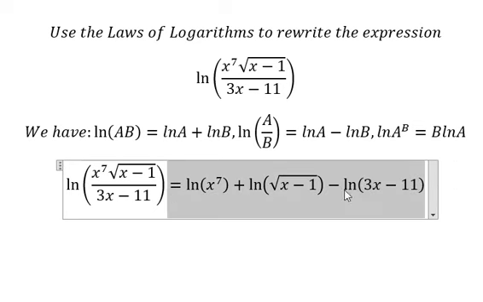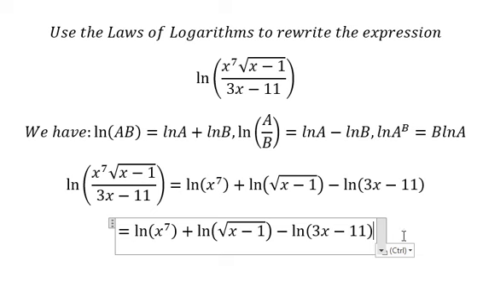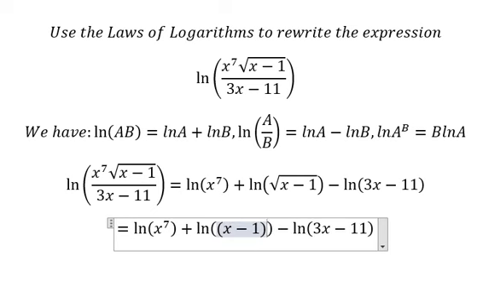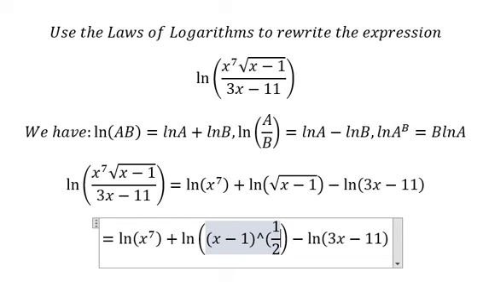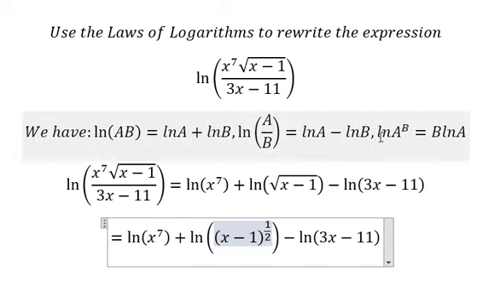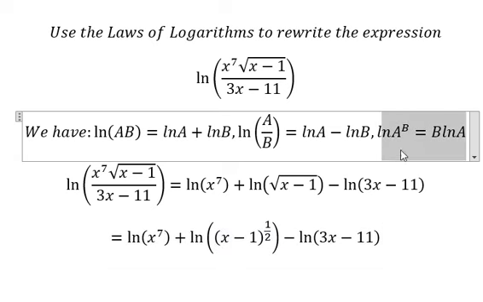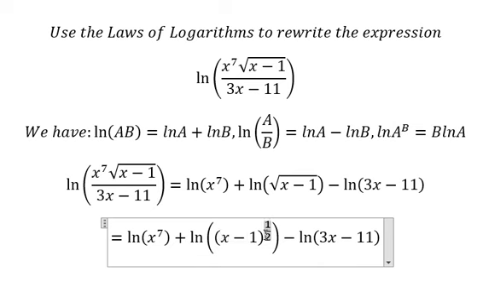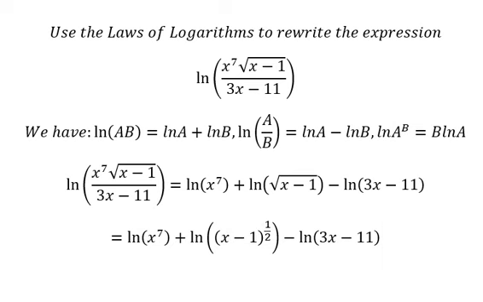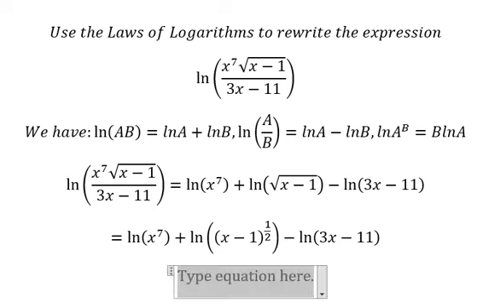Next, the square root of x minus 1, which is x minus 1 to the power of 1 over 2. Now we can apply this formula in here. So we have 8 to the power of b, similar for this one. And now we have it like this.